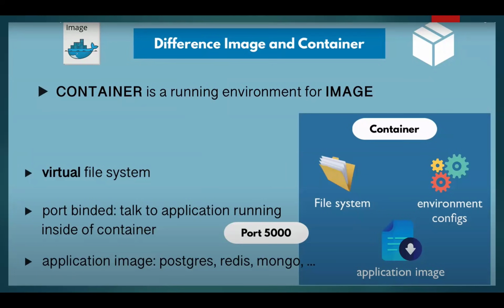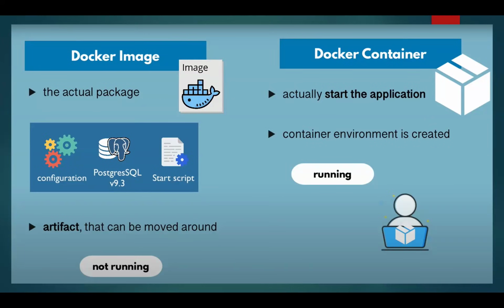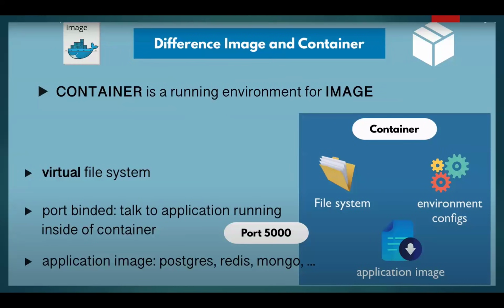So, the difference between image and container. We already saw that an image is a non-running application. Your application does not run in the image. The image is used to transport your application. But when it comes to running the application, you require the container. The image will convert into the container and you run your application. So a container is a running environment for the image. Unless you run the image, the container will not form.